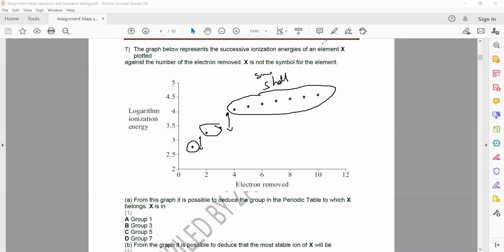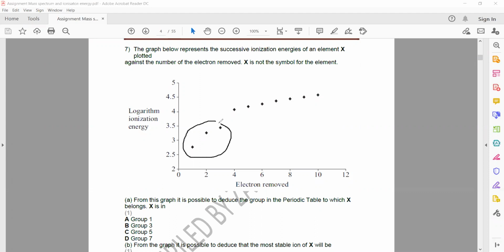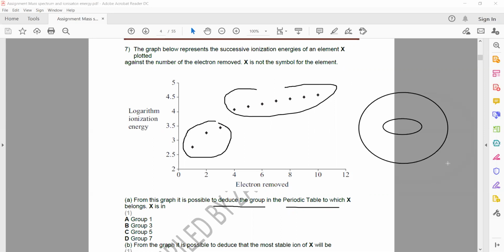So how many electrons are there in the last shell of this element? These are the three electrons, and this is the second inner shell. So there are three electrons in the last shell of this element. Now, from this graph, it is possible to deduce the group of X in the periodic table. So which group does it belong to? Because the number of electrons in the last shell shows the group number.